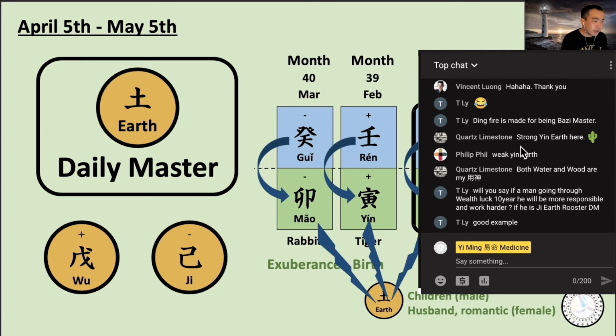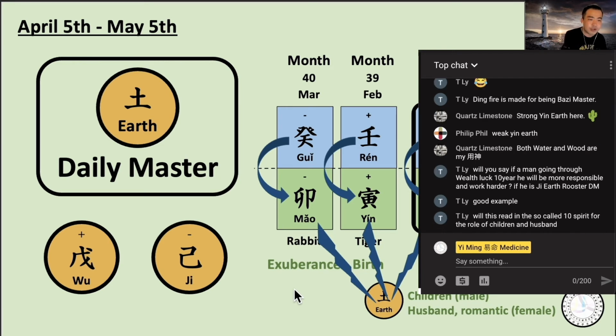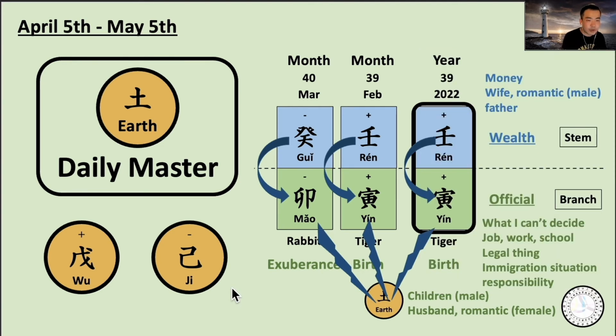Yeah. Would you say that if a man is going through a 10-year wealth luck, he will be more responsible and work hard if he is a G Earth Rooster DM? That's so abstract. Simply saying he is going through wealth luck for 10 years means he will focus on money making. It doesn't mean he will be more responsible, but he will focus more on that financial aspect. We'll just read the so-called 10 spirit for the role of children and husband. Yeah, we can interpret that.